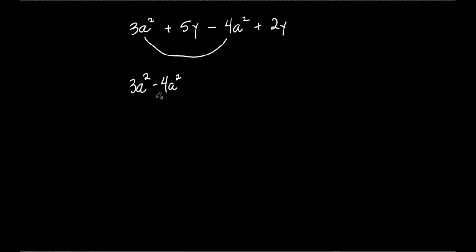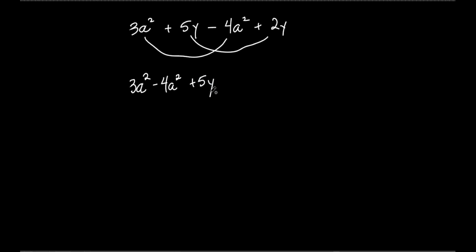But I like to put them together. So those two go together because they both have an a squared. Even though we got 3 here and 4 here, all right, it's the variables and the exponents have to be exactly the same. They are exactly the same. And now, do I have any other like terms here? Yeah, I got the 5y and the 2y. So that's a plus 5y.